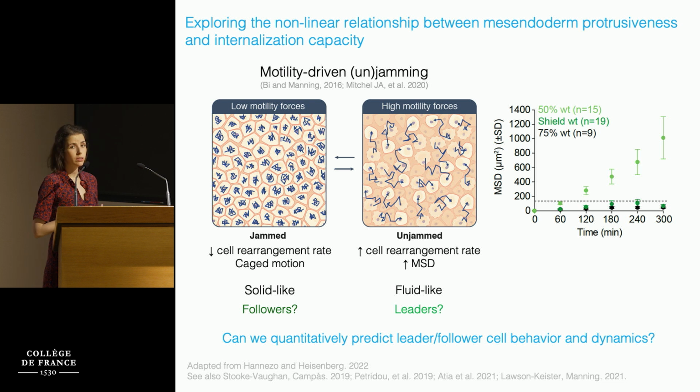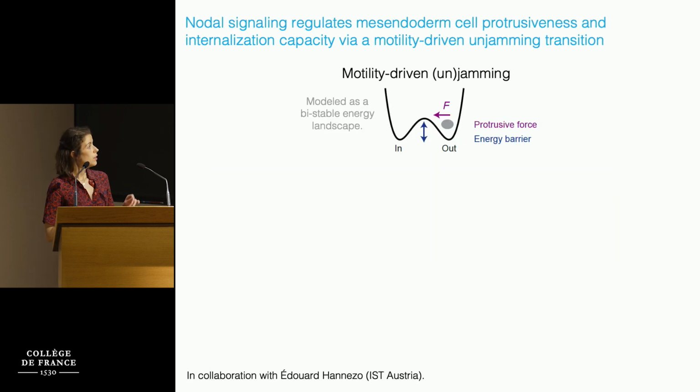Can we now use it more quantitatively to predict leader and follower cell behavior and its associated dynamics, and go one step further? For that, we teamed up with Eduard Hannezo, working at IST Austria, and he modeled this process as a bistable energy landscape. We start all our clusters on the outside, and in order to go to the inside, they have to have sufficiently high protrusive forces to overcome this energy barrier. It's really about the ratio between these two forces. We also input a level of stochasticity because, as you can imagine, protrusions vary in time, and we had no idea how to account for it except to include that in the model.